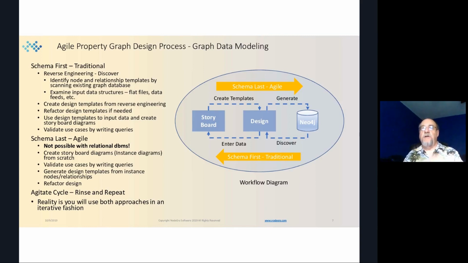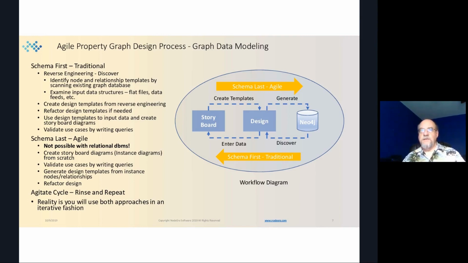So now you can create your entity type, or I'm sorry, your node types. There I go, thinking like relational. I can't hardly control it. But you're thinking about your node types and relationship types. And once you've got a handle on that, then you can go ahead and, through whatever application tools you have, start entering data and producing some storyboards to help validate your design. So once again, that's the traditional approach.